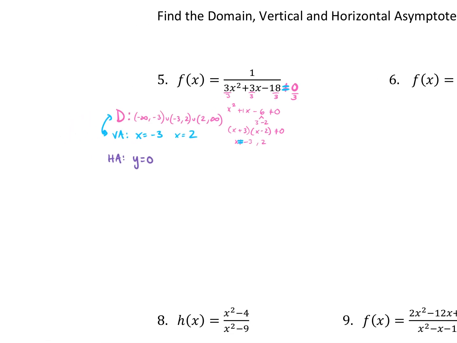And then last it says, find the x-intercepts. What do we do to find the x-intercepts? We'd plug in 0 for y, or just set the numerator equal to 0. So can we have 0 equals 1? No. So here we have no x-intercepts.